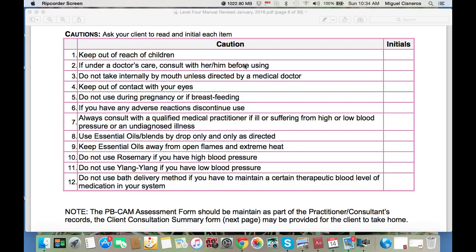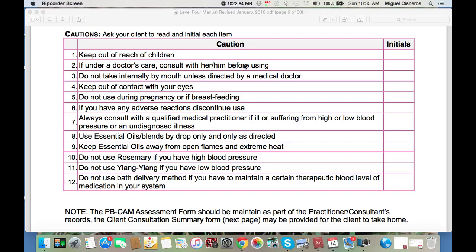Keep out of contact with your eyes. Do not use during pregnancy or breastfeeding. We mentioned this before. If you have any adverse reaction, discontinue use. Always consult with a qualified medical practitioner if ill, suffering from high or low blood pressure, or an undiagnosed illness. Use essential oil blends by drop only and only as directed. Keep essential oils away from open flames and extreme heat.